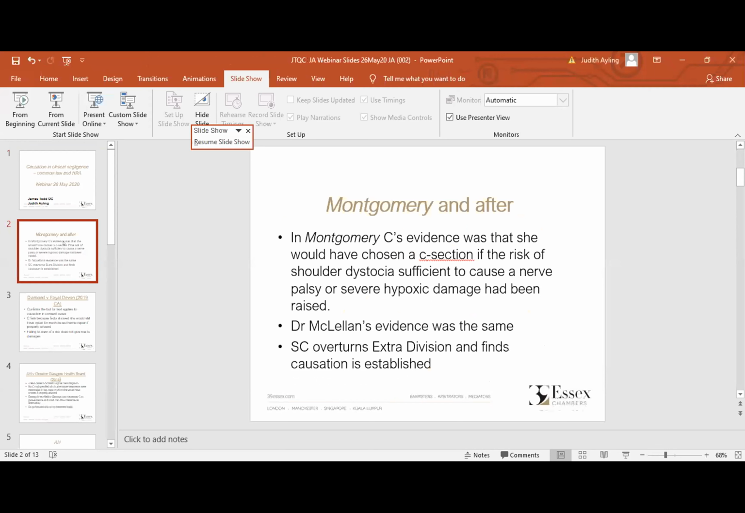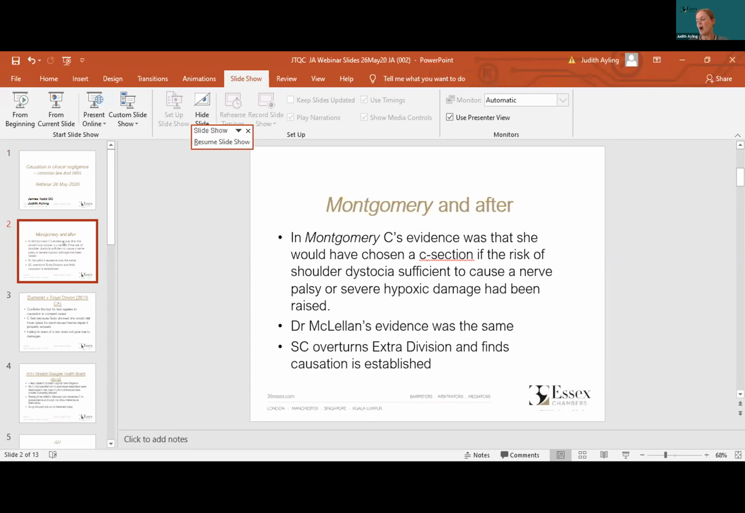So I'm going to cover two aspects of causation. Firstly, I'm just going to talk a little bit about the Montgomery consent cases insofar as they deal with causation, factual and legal causation. And then I'm just going to talk in the last 5 or 10 minutes about Human Rights Act claims in clinical negligence areas and causation.